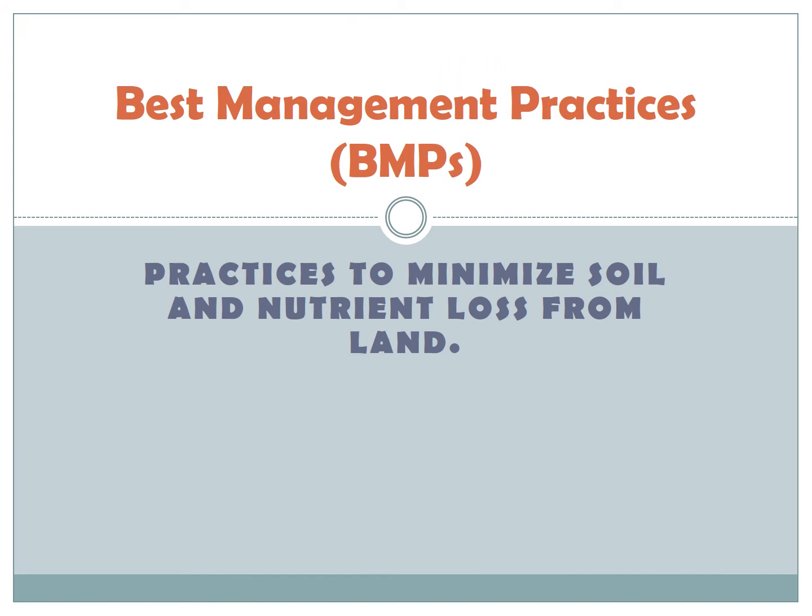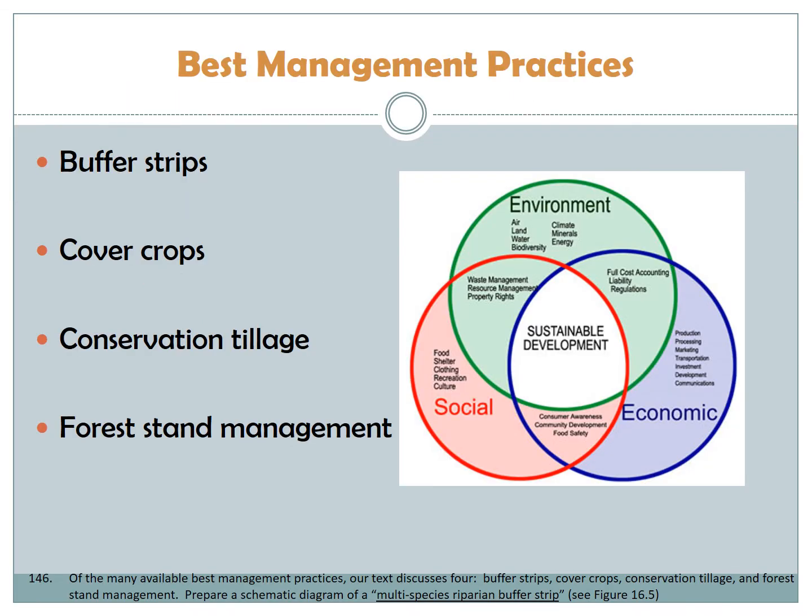So we're going to talk about some best management practices that are going to help to minimize soil and nutrient losses from the land and help to mitigate any negative environmental impact. We can utilize things like buffer strips and cover crops and conservation tillage and forest stand management to create sustainably developed landscapes across any type of management practice.